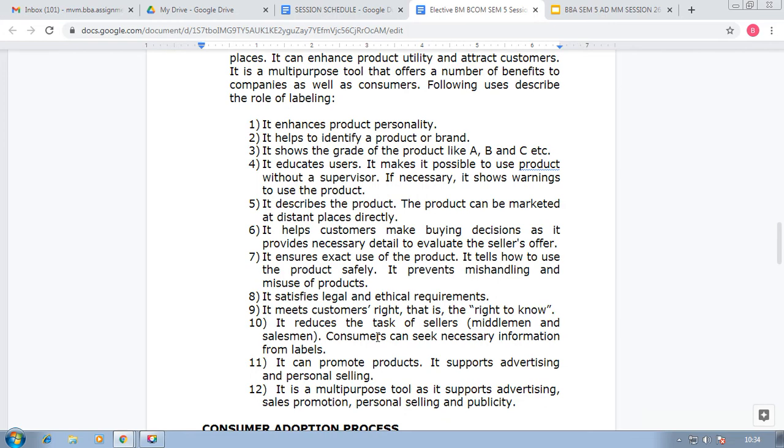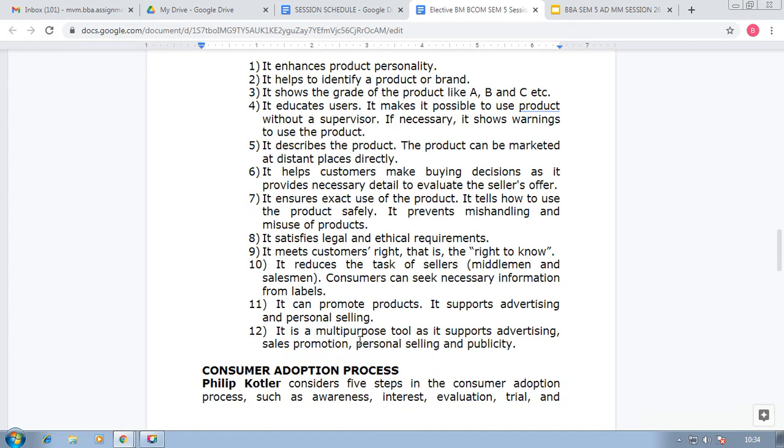That will reveal necessary information. Even it can promote the product, supports advertising and personal selling.